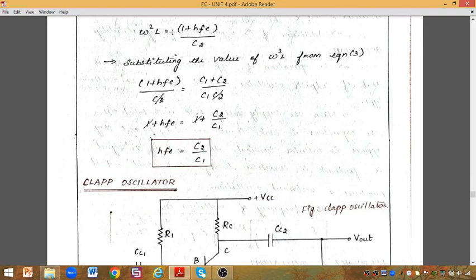Once you substitute omega square L, the C2 terms get cancelled, and the remaining term is C1 plus C2 by C1, which is written as 1 plus C2 by C1. So this 1 and 1 get cancelled, and the remaining current gain hfe is given by C2 by C1. Thanks for watching.